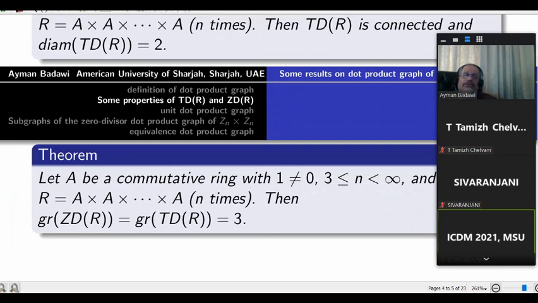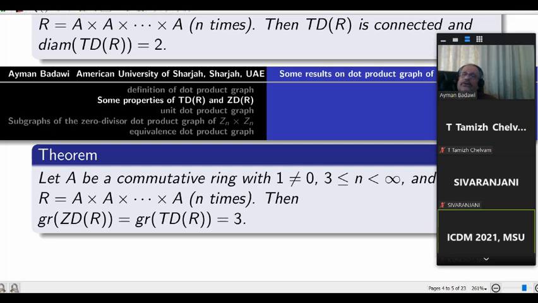And here are also other properties for the dot product graph. Here n, because I already studied the case when n equals 2 in the previous part. So what about if n is between 3 and less than infinity? The conclusion is that the girth of the zero dot product is the same as the girth of the total dot product, which is 3. And again, what's the girth?